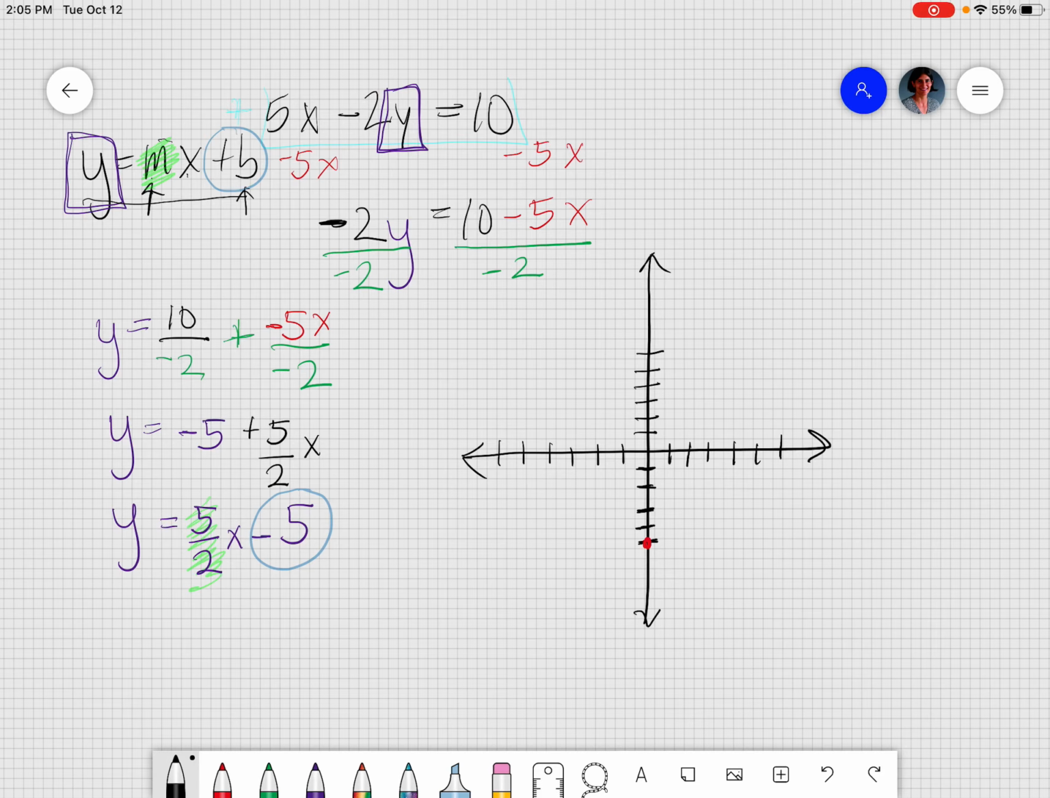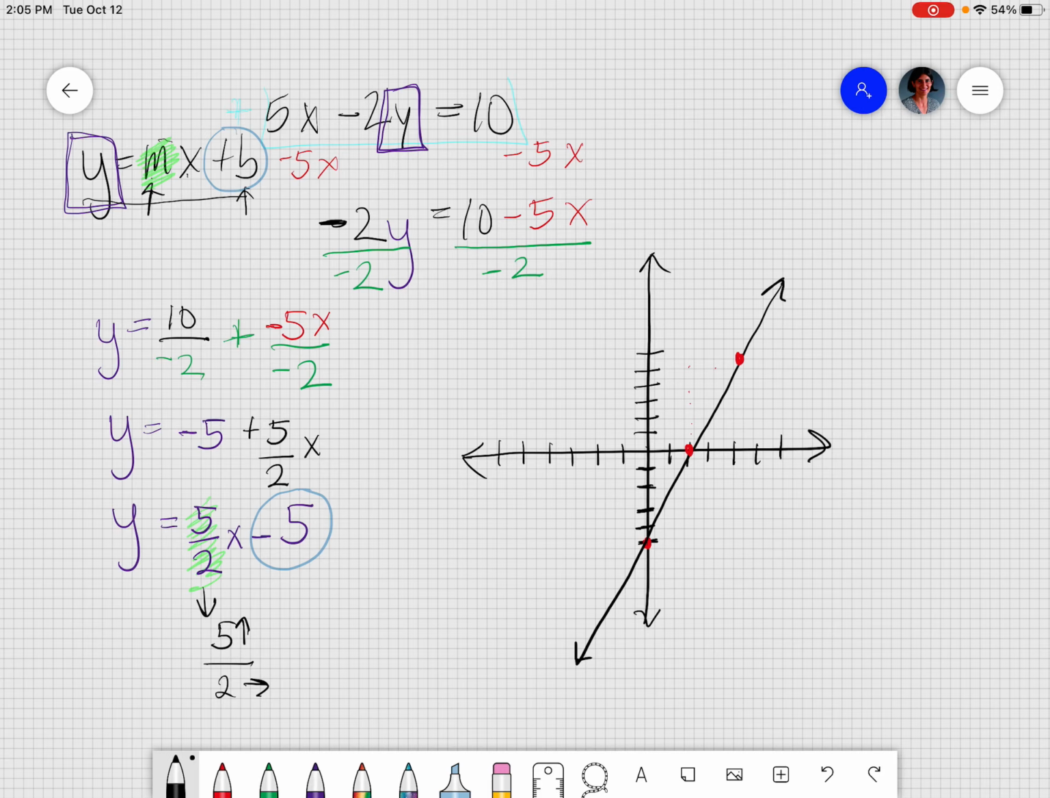Now we have the slope. It's going to rise up 5, and it's going to run 2 to the right, because it's a positive slope. So 1, 2, 3, 4, 5, 1, 2. I didn't do a very good job. Let's try again. Going through those points, now I have my line.